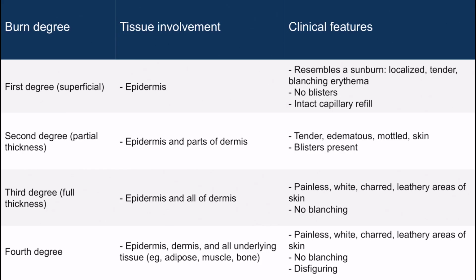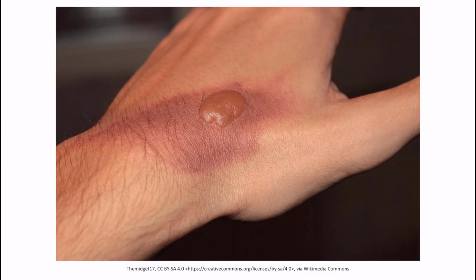Second degree burns typically present as tender, edematous, and sometimes mottled areas of skin. Unlike first degree burns, second degree burns always have skin blisters, which helps distinguish them from first degree burns. Here's an image depicting a second degree burn about 2 days after the inciting event. Note the significant area of erythema, as well as the large blister in the middle of the burn, which we can see right here. Once again, the presence of skin blisters on exam images or in question stems is more consistent with second degree burns rather than first degree burns.